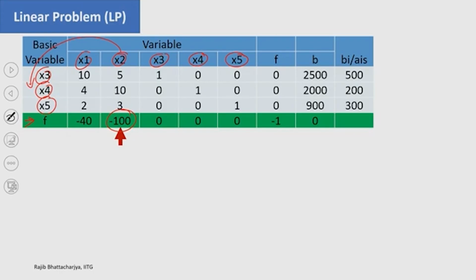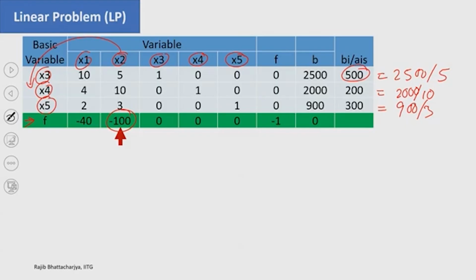So, what will it replace? We have to calculate the ratio of bi by aij. So, the ratio for the first one is 2500 divided by 5. So, I am getting 500. Then for the second one, that is 2000 divided by 10. So, I am getting 200, and for the third one I should get 900 divided by 3. So, therefore, I am getting 300.